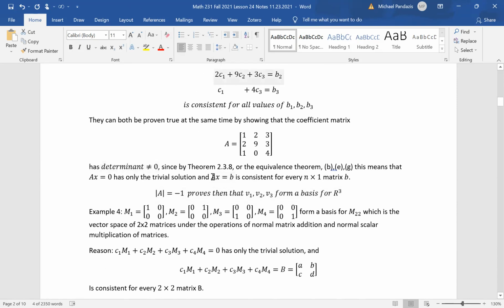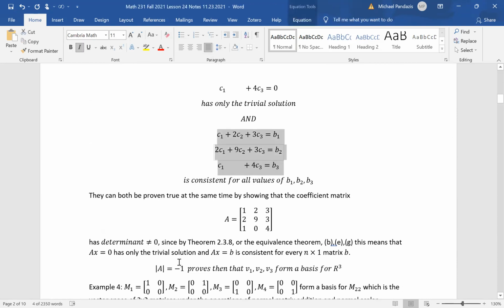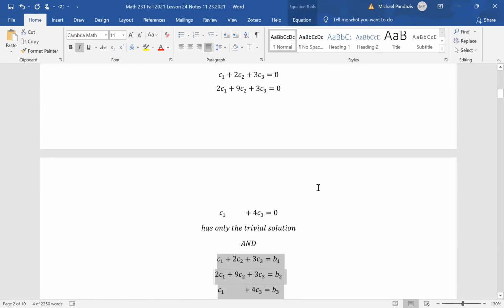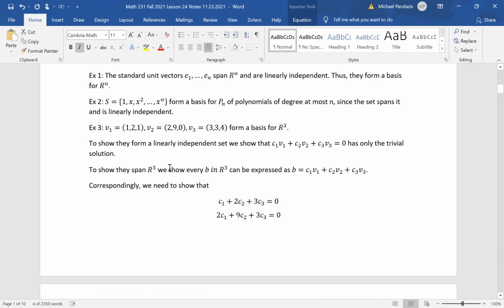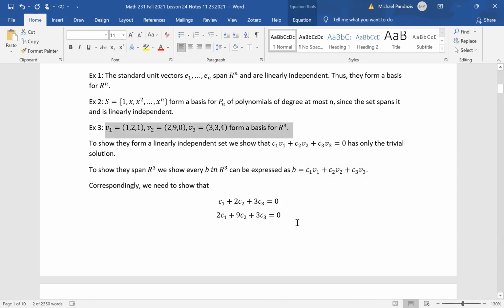Also, from the determinant being non-zero, you know that AX equals B is consistent, has at least one solution for every n by 1 matrix B. Correspondingly, that means this system has at least one solution for all b1, b2, b3s, which means that every b in R3 can be expressed in that way. Okay, and so that shows it spans R3. So we have a linearly independent set that spans R3, and so these three vectors form a basis of R3.